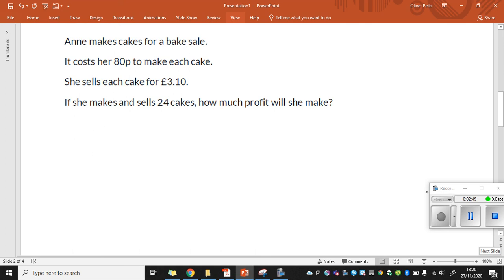Okay, moving on to the next question. Anne makes cakes for a bake sale. It costs her 80p for each cake. She sells each cake for £3.10. If she makes and sells 24, how much profit will she make?